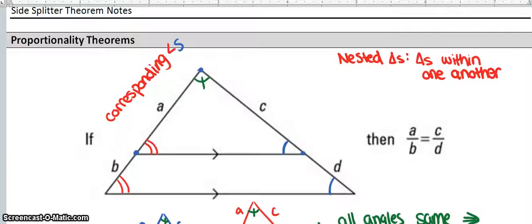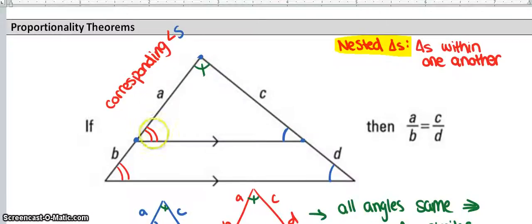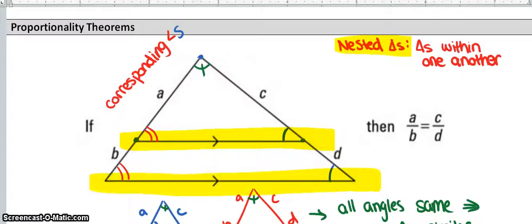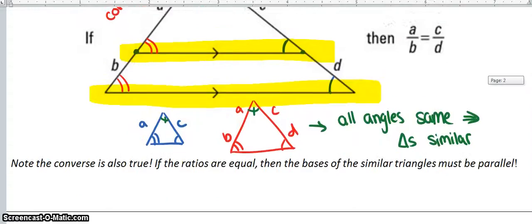The side splitter theorem has to do with those nested triangles, and it has to do with similarity. So similar triangles are nested triangles. Okay, so the theorem says if this picture, then this ratio. Now this isn't a formal way of saying it, so I'm going to be more specific. The part we're looking at in this picture is if the two lines are parallel. So I'm going to write that out here.